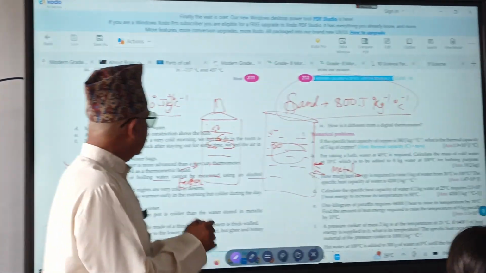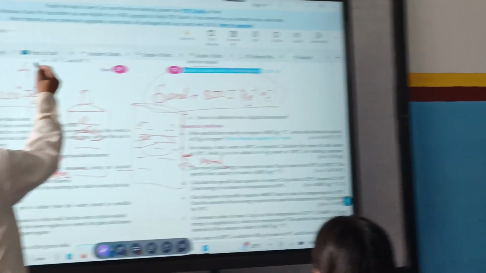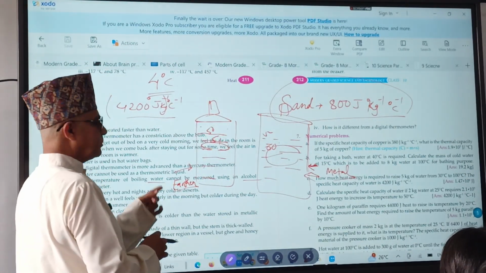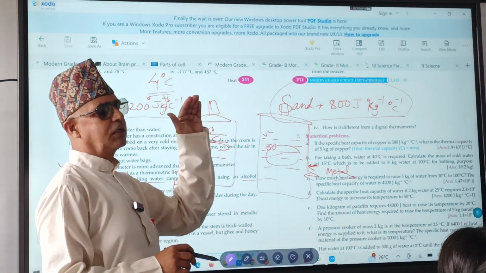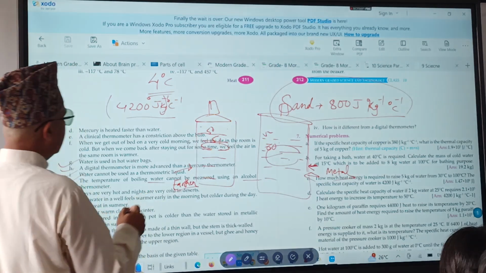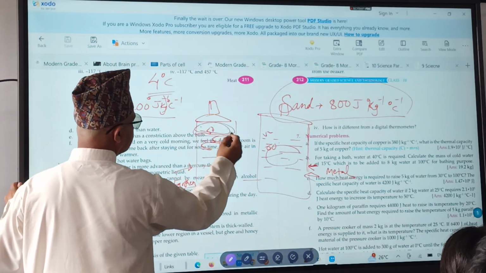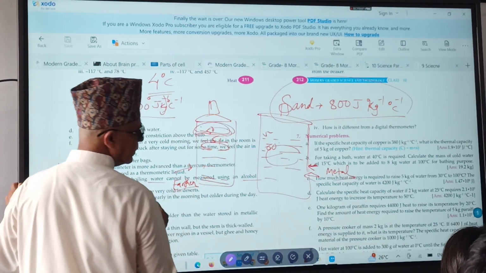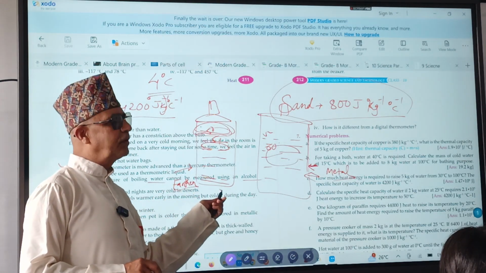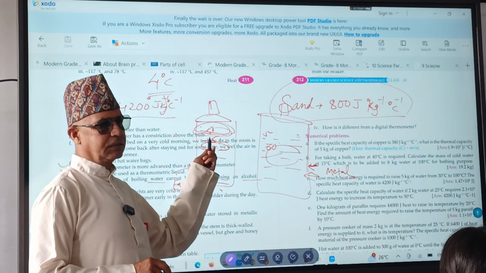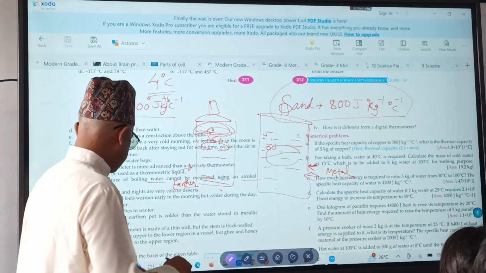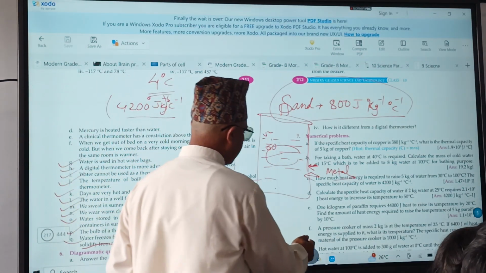But in case of water, density is maximum at 4 degrees centigrade. That's why it solidifies from the upper region. The upper region is ice, but the lower region is still water. Why? Because water at 4 degrees centigrade is heavier than ice, isn't it? But here solids are heavier than liquid. Okay, these are the reason-based questions.